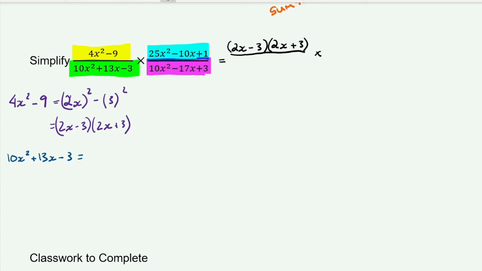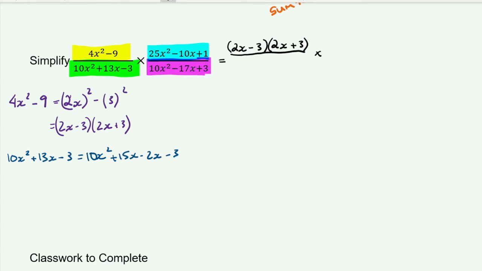Because it still needs to, well, it could add to that, but it's not going to work how we want it to work. So I am going to use my 10x squared and my minus 3 right there. Alright, and I'm going to use my 15 and a minus 2 because 10 and 3, well, that will add to 13, but it won't multiply to minus 30. So that's what I want. So I have plus 15x minus 2x.